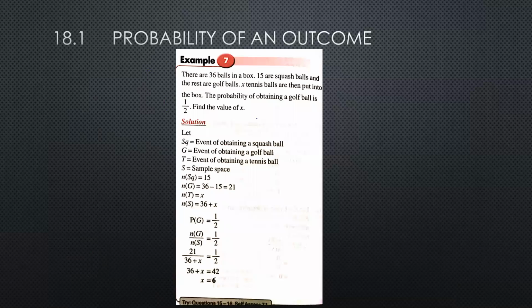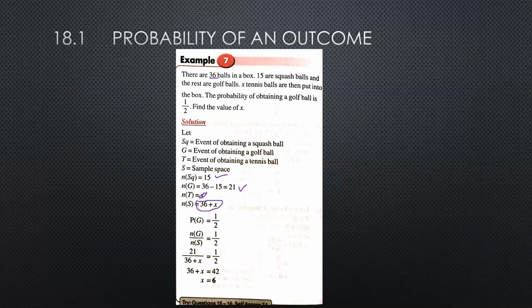There are 36 balls in a box. 15 are squash balls and the rest are golf balls. X tennis balls are then put into the box. The probability of obtaining a golf ball is 1 over 2. Find the value of X. Number of squash balls we have 15. We have 36 balls, right? So number of golf balls is 36 minus 15, so it's 21. Number of tennis balls, I don't know, so it's X. So number of sample space is 36 plus X.